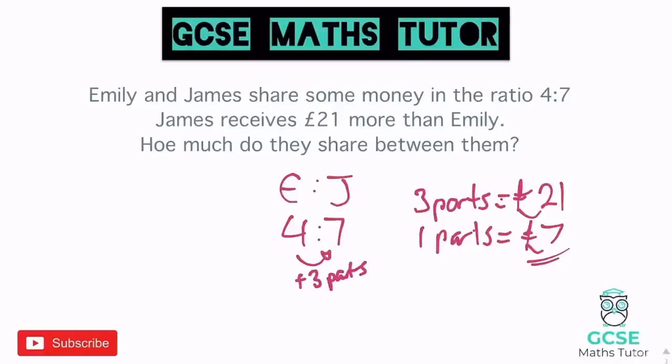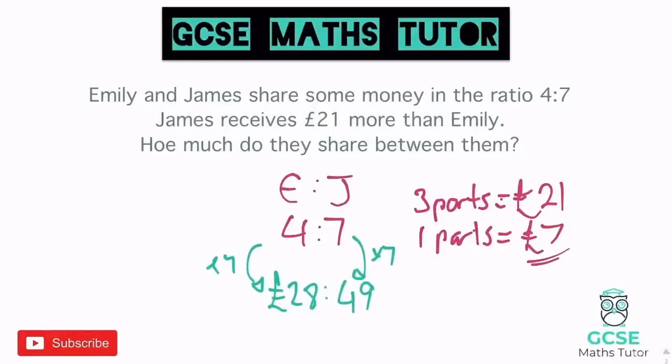If it was 4 to 7, let's get rid of this little bit down here. And each part is now worth £7. Well, 4 times 7 gives us £28 for Emily, and 7 times 7 gives us £49 for James. So Emily receives 28 and James receives 49.